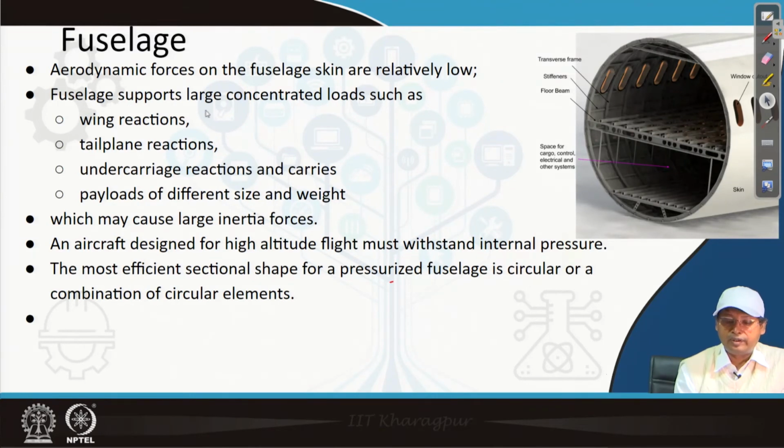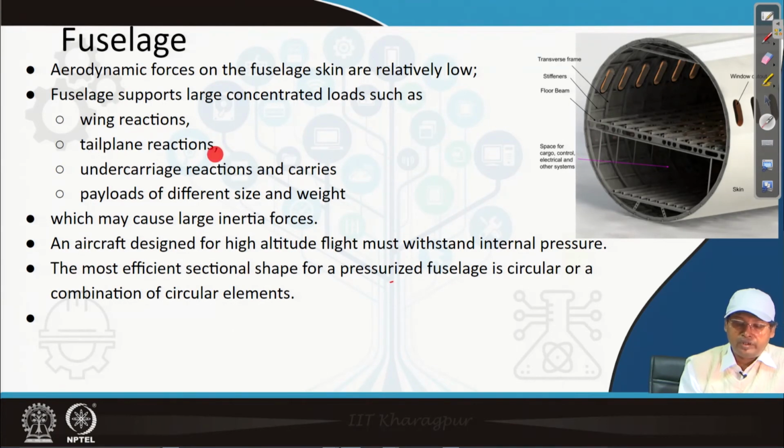Fuselage supports large concentrated loads such as wing reactions. So, total lift comes to the fuselage at the wing-fuselage junctions, and those wing reactions it has to carry. Tail plane reactions for pitching moment: whatever pitching moment is coming from the horizontal tail plane is carried by the fuselage.